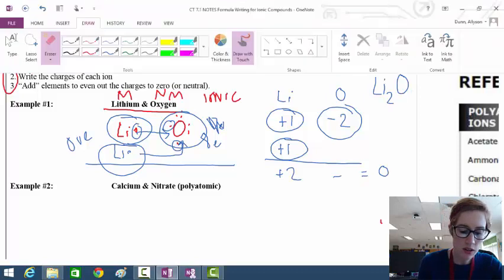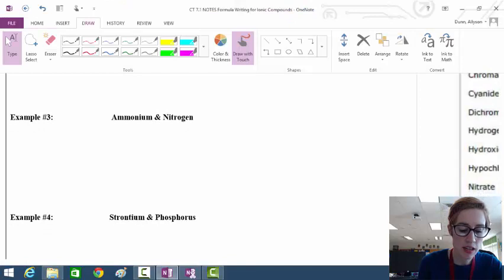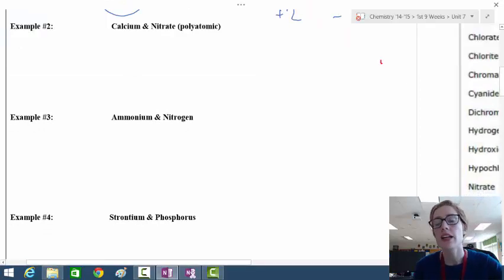Okay, now let's move on to another example. This example is calcium and nitrate. Nitrate is not an element on the periodic table. Nitrate is a word that stands for something that we call a polyatomic ion.